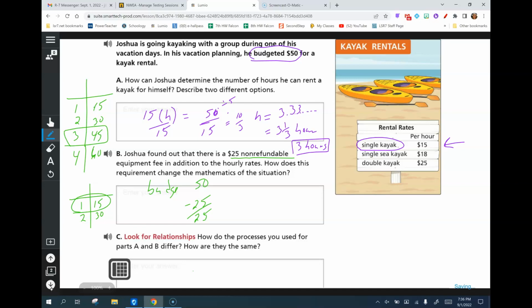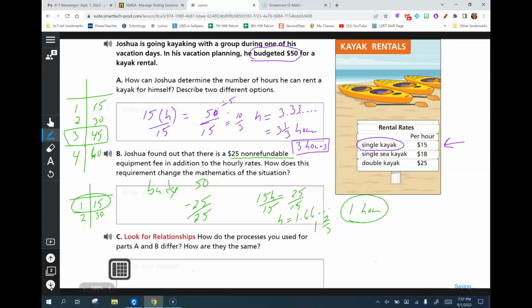Or I could have said 15h is equal to 25. I could have then divided by 15. So h is equal to 1.6 repeating. So it would have been 1 2/3. So it's still, my answer is 1 hour.